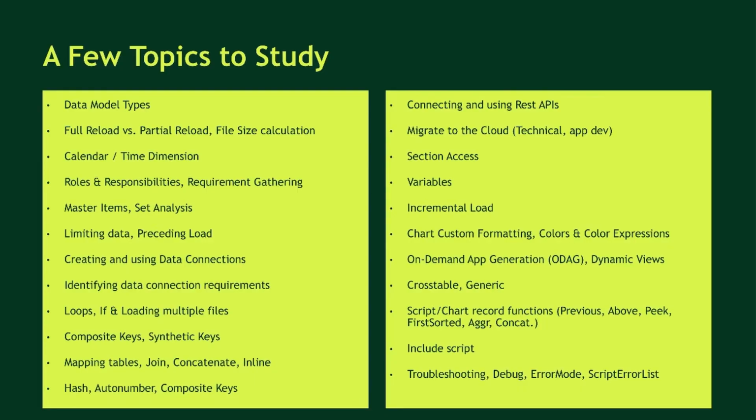Section access, including when to use it, how to use it, section application, omit statement, everything that involves section access, including service account. It has to be in the section access. When you use uppercase, when not to use uppercase. Variables, especially variables in the script. When you use them, there will be a few examples. Can I create a variable in the script and use it in the UI and vice versa? Things of that nature.